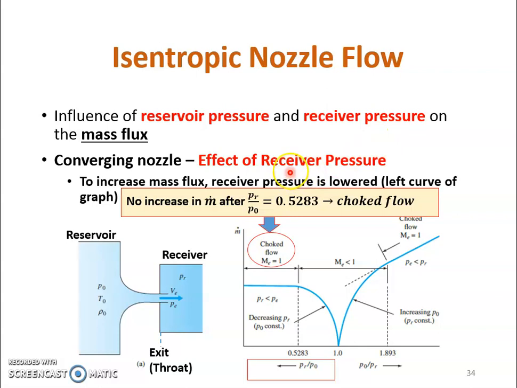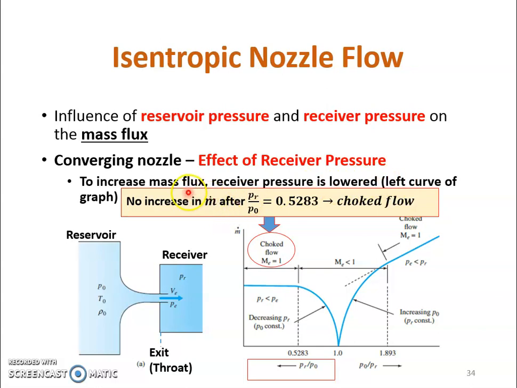The first part is on the converging nozzle. So we will look at the converging nozzle first. For the converging nozzle, we can analyze two effects: the reservoir pressure and the receiver pressure. But I will start with the effect of the receiver pressure on the mass flux.